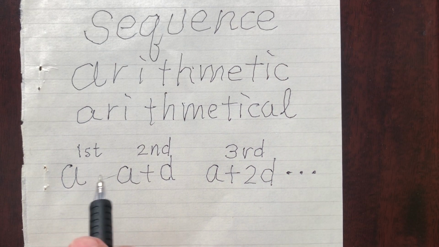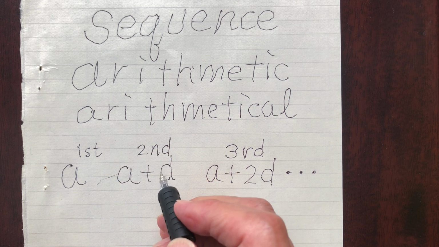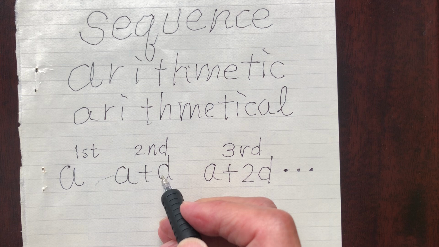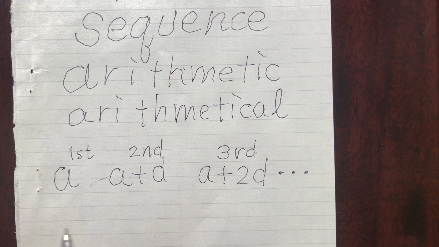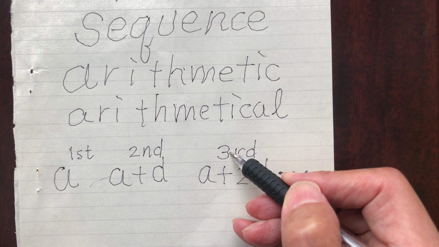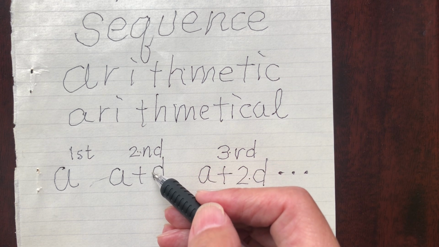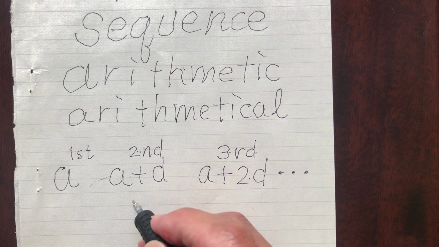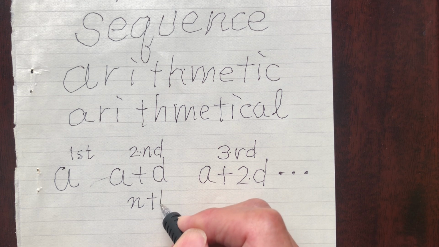Look at the form. The first term is just A. The second term, you add D. The third term, you again add D. Therefore, it becomes 2D. Now look, you have the third term, you have 3, but you have 2 here. When you have 2 here, you have a 1 here. So, what about nth term? Can you write down in general form?